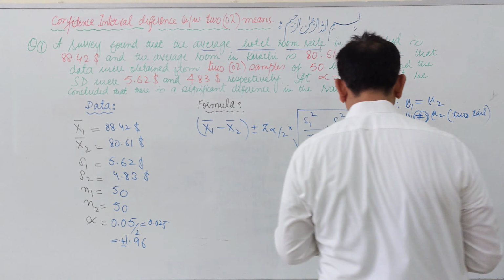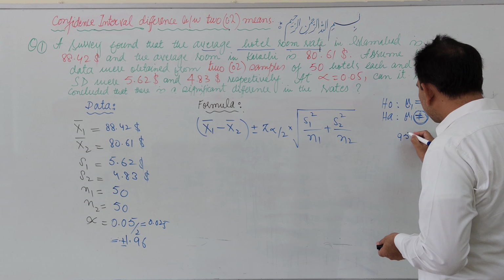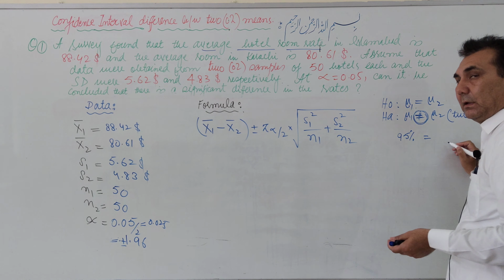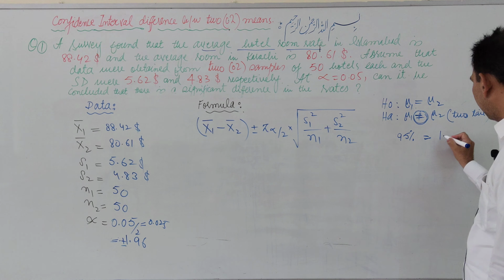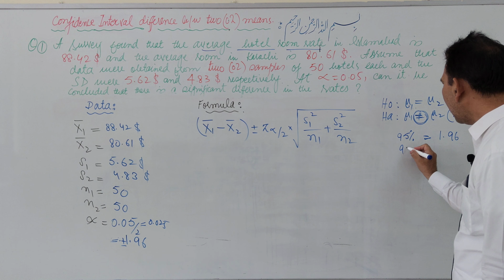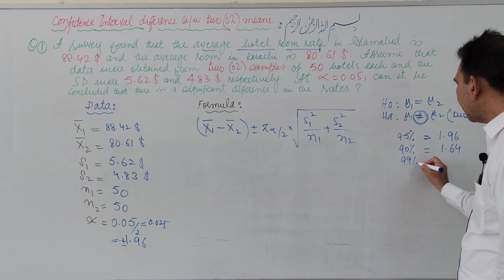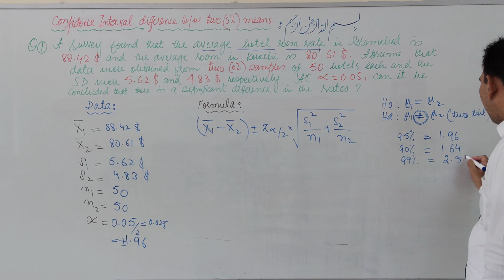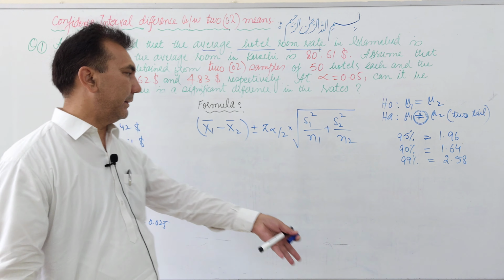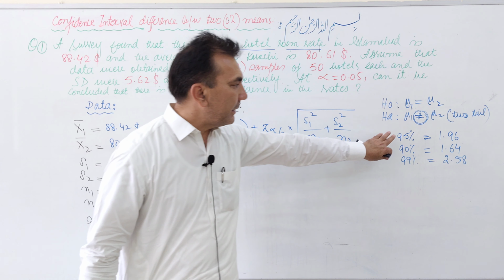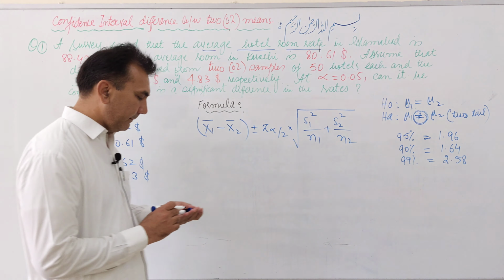You should keep in mind that for 95% on the Z table, the value of Z alpha by 2 is 1.96, for 90% it is 1.64, and for 99% it is 2.58. Just keep in mind the values for 95%, 90% and 99%.